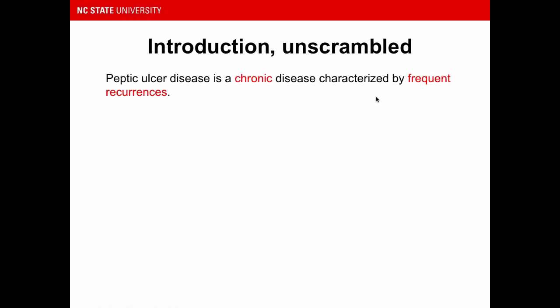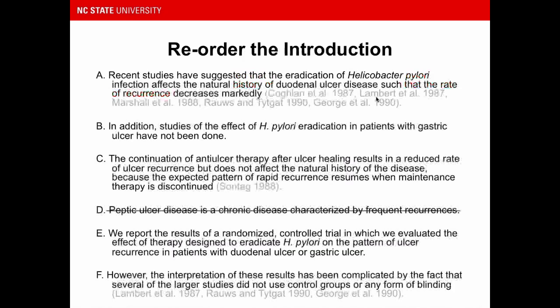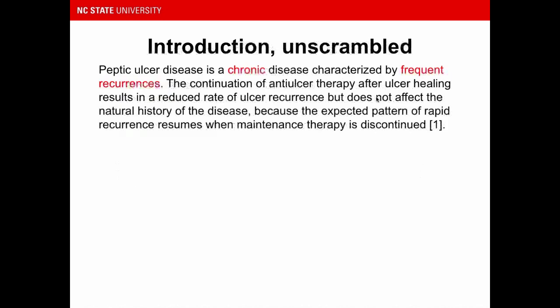So if we go back to these sample sentences, we've crossed out D, and we know now that after we've established the topic and its significance, we have to make a couple of generalizations about the topic and review some research. So which sentence makes a generalization about the topic? Well, that would be C.